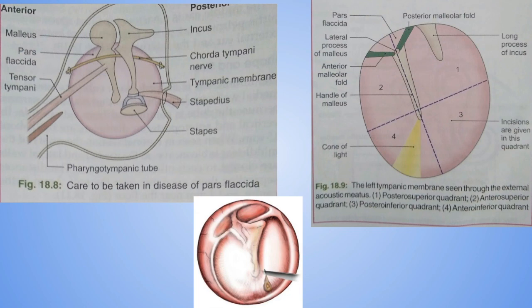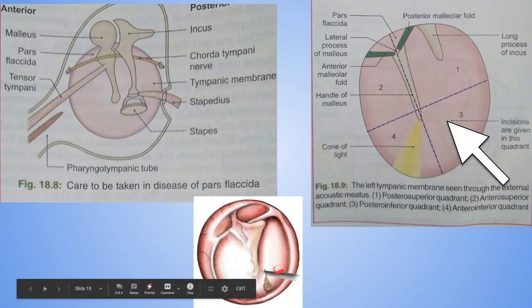Also, the membrane is sometimes incised to drain pus present in the middle ear. The procedure is known as myringotomy. The incision for myringotomy is made in the postero-inferior quadrant of the membrane, where the bulge is mostly prominent.